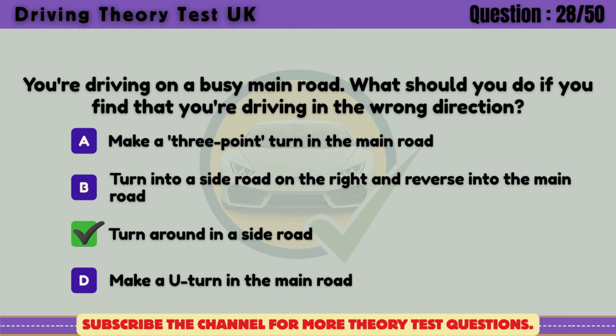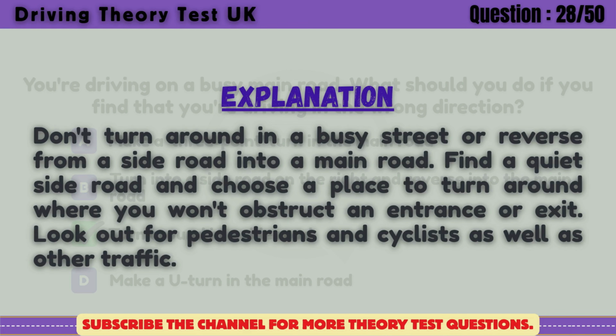Answer is C. Turn around in a side road. Don't turn around in a busy street or reverse from a side road into a main road. Find a quiet side road and choose a place to turn around where you won't obstruct an entrance or exit. Look out for pedestrians and cyclists as well as other traffic.